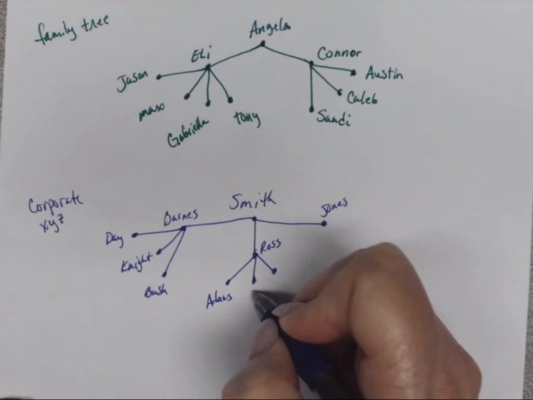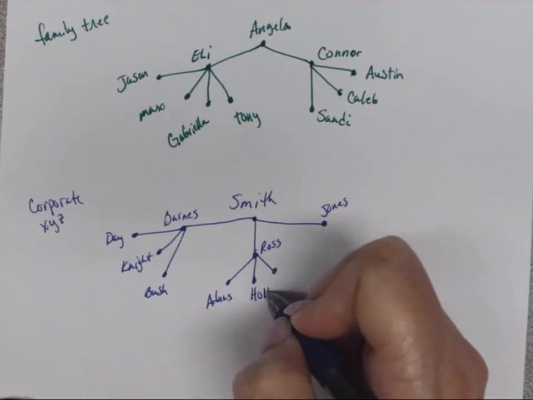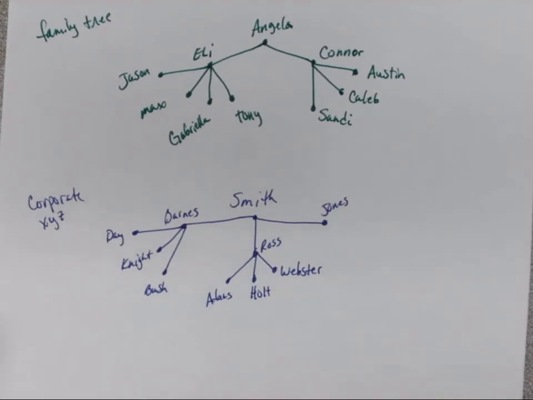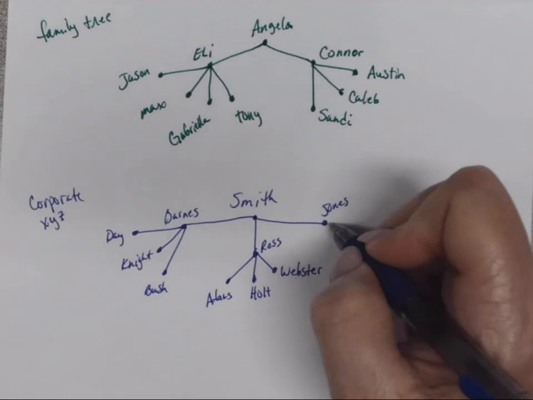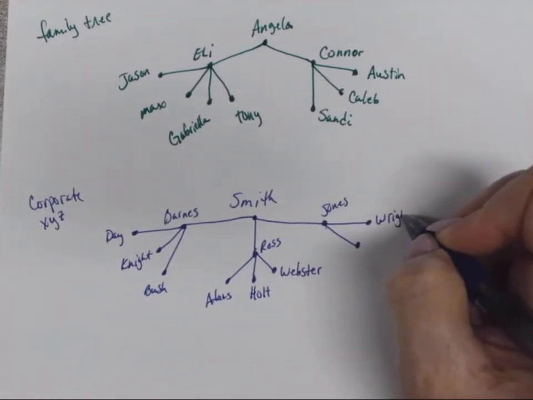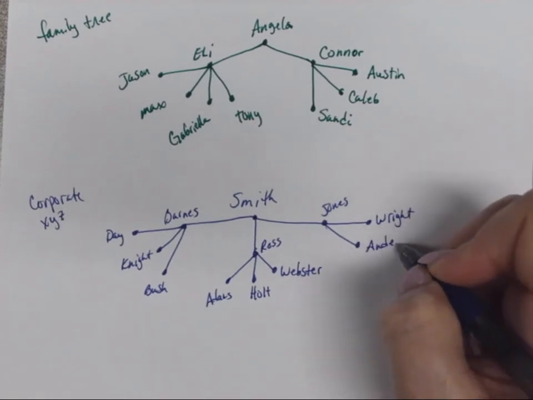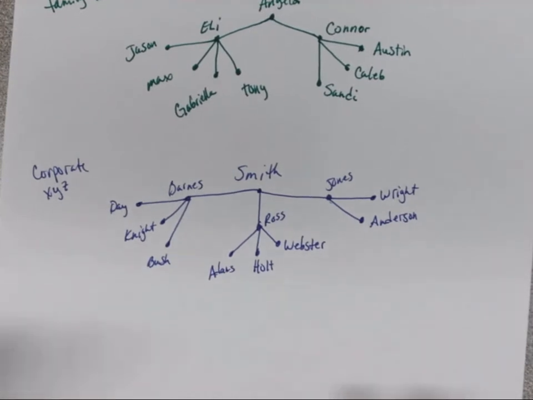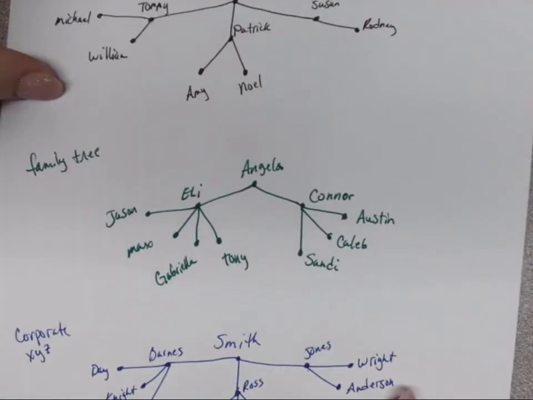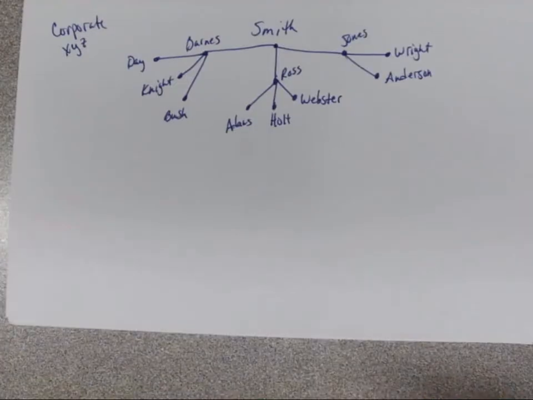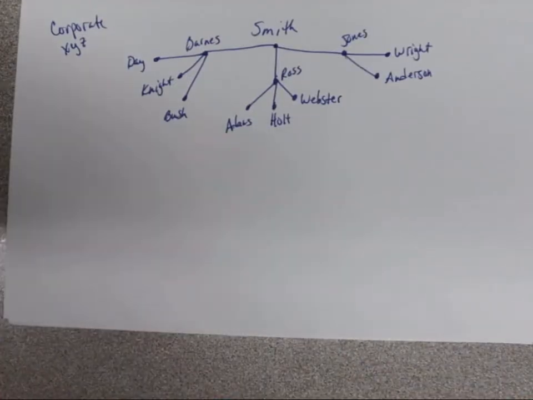Adams, Holt, and Webster. And Jones has 2 managers, Wright and Anderson. All right, so we've seen the workplace at house service shop, we've seen a family tree, we've seen the corporate structure. Now let's go look at a lunch special.